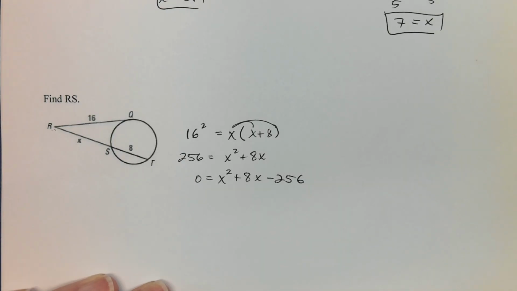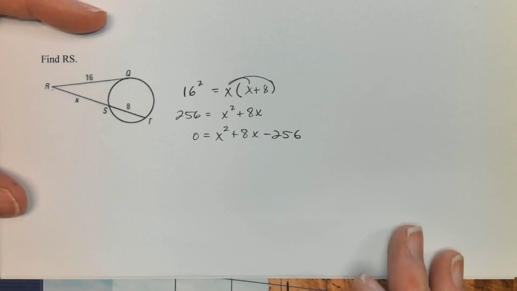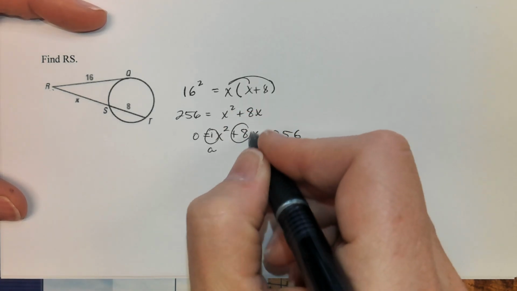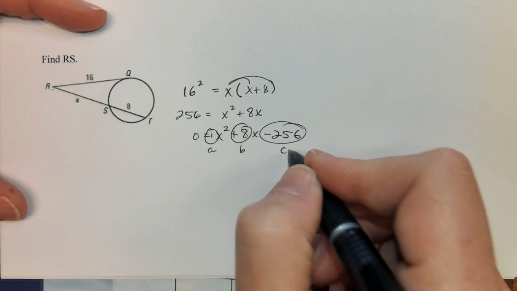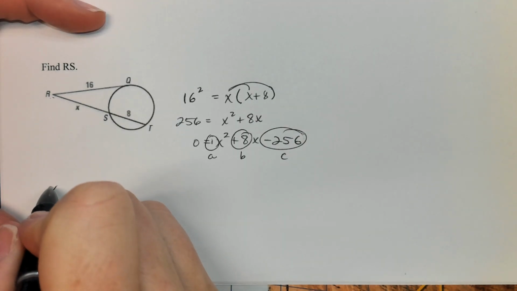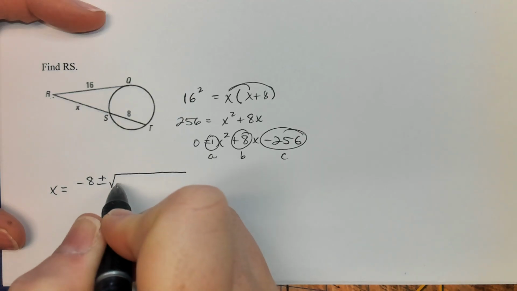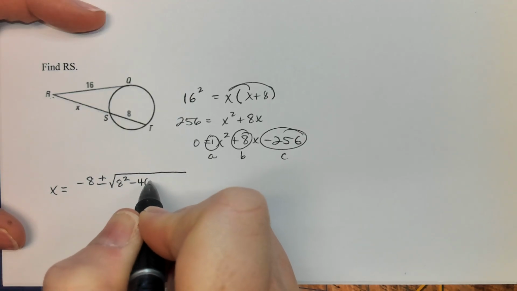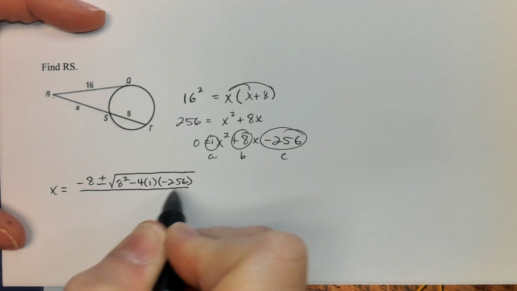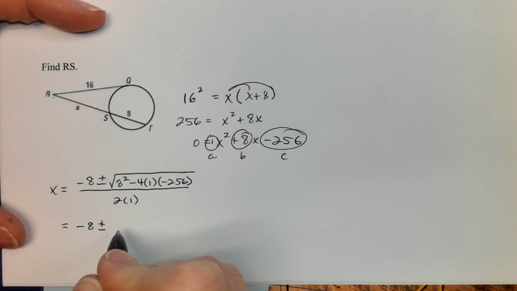And then once I do that, I am now set up for the quadratic formula. So love that for us. Our A value is 1, our B value is 8, and our C value is negative 256. So here we go. x equals negative B plus or minus the square root of B squared minus 4AC, all over 2A. Just doing some simplifying.